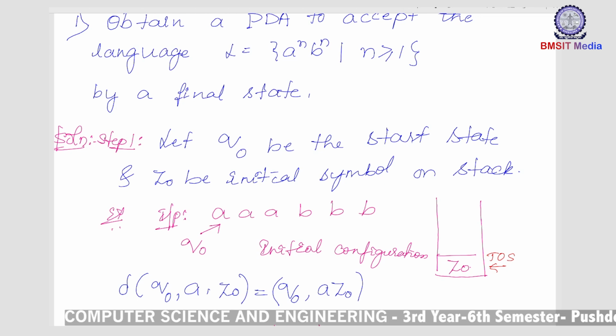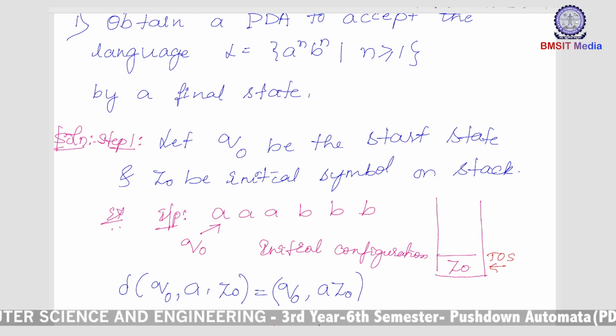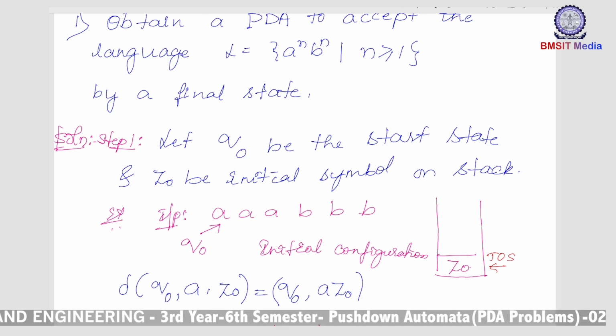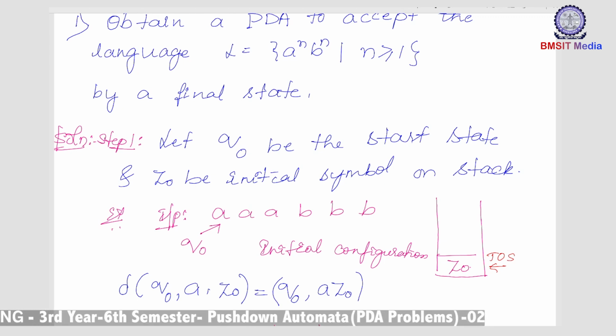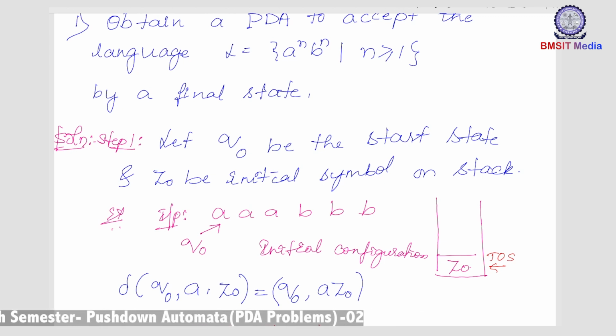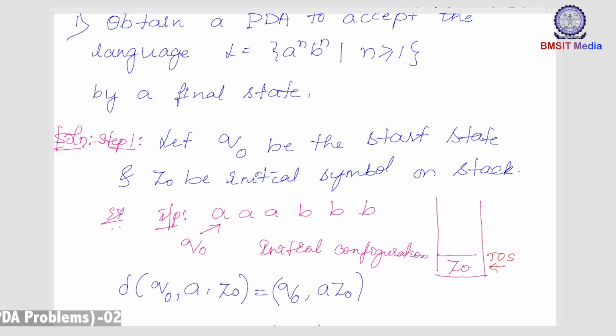So what we do is let Q0 be the start state and Z0 be the initial symbol on stack. So we will initialize the problem. For doing the design, initially we will be in the state Q0. Then we will read all the A's, push them onto the stack. The moment we encounter the first B, we change the state and pop one A. For every B we read, we pop an A.